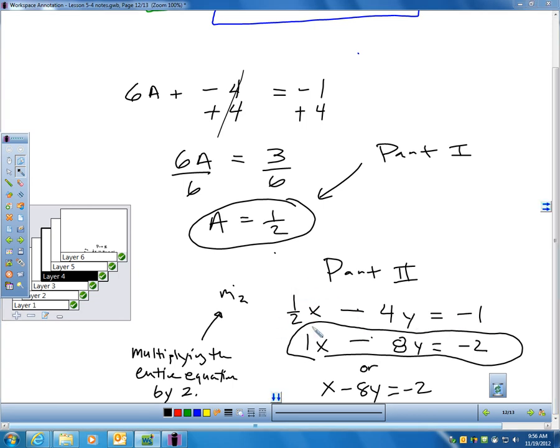Now remember, we can't leave this like this. I don't want half x. I don't want half for a lead coefficient. Standard form, I need integers. So if I just quickly multiply everything by 2, that will happen. 1x minus 8y equals -2. There's an equation in standard form.